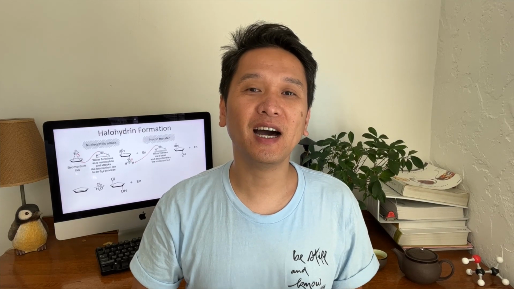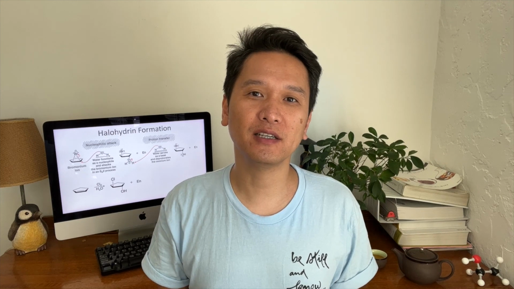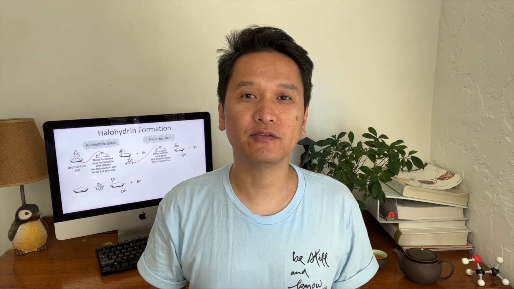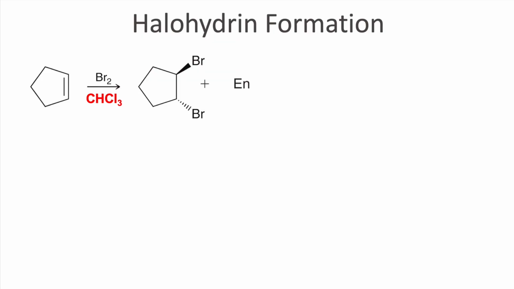So we just discussed how to install two halogens across a double bond. Now let's talk about a very similar reaction called the halohydrin formation. So we start with the same process here where we have an alkene, and if you react it with molecular bromine or molecular chlorine, you will get our dihalogen product, right? Now this reaction only works if you do it under a non-nucleophilic solvent, like chloroform here.